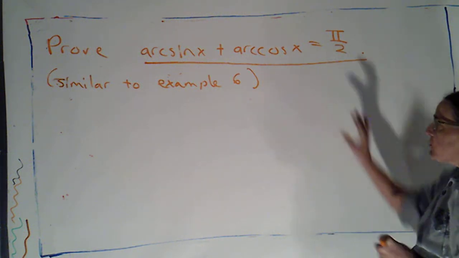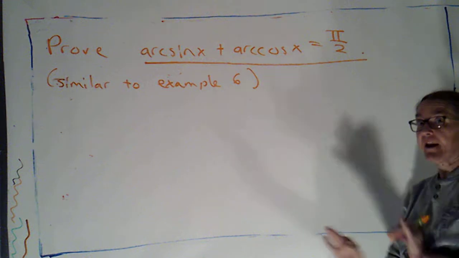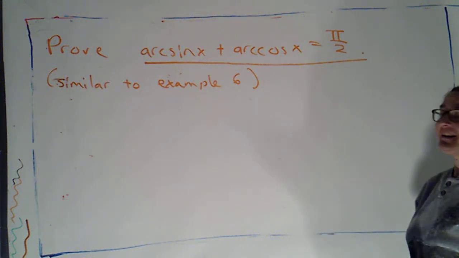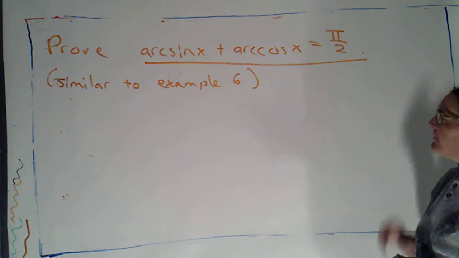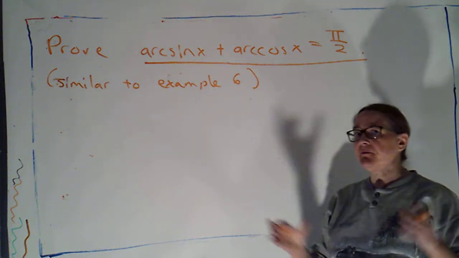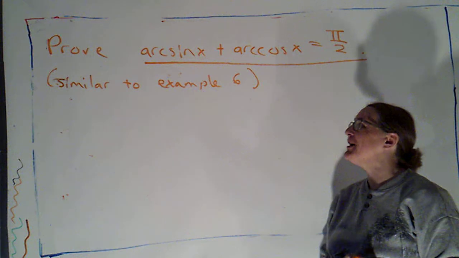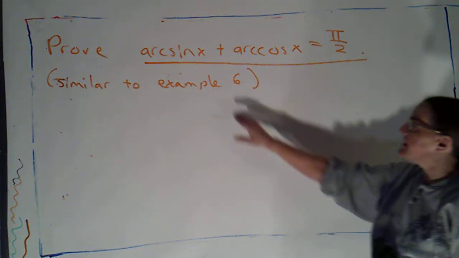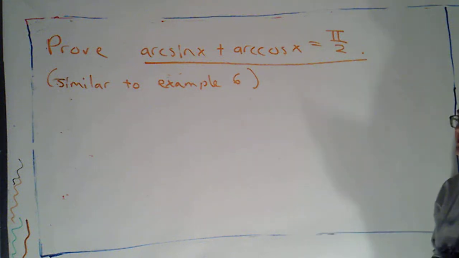This is not an equation we're being asked to solve. We're not asked to find what x values make this true. This is always true whenever it's defined. It's an identity. So for all values of x between -1 and 1, because that's the domain of arc sine and arc cosine, this is going to be true. Now this example is similar to example 6 in your textbook.